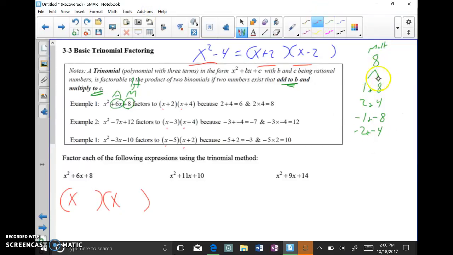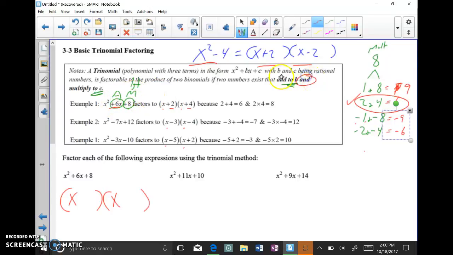Which numbers from this list also add to positive 6? Well, 1 plus 8 is 9. 2 plus 4 is 6. That's what we wanted. These add to negative 9, and these add to negative 6. But this middle row right here, the 2 and the 4, those are the numbers we wanted. So that's why it's x plus 2 and x plus 4, because positive 2 and positive 4 add to 6 and multiply to 8. So you need numbers that do both: add to 6 and multiply to 8.